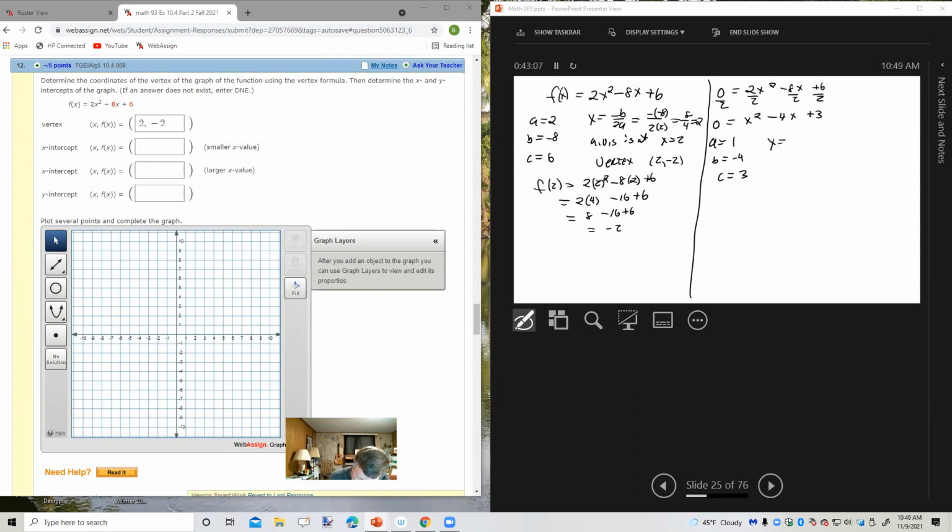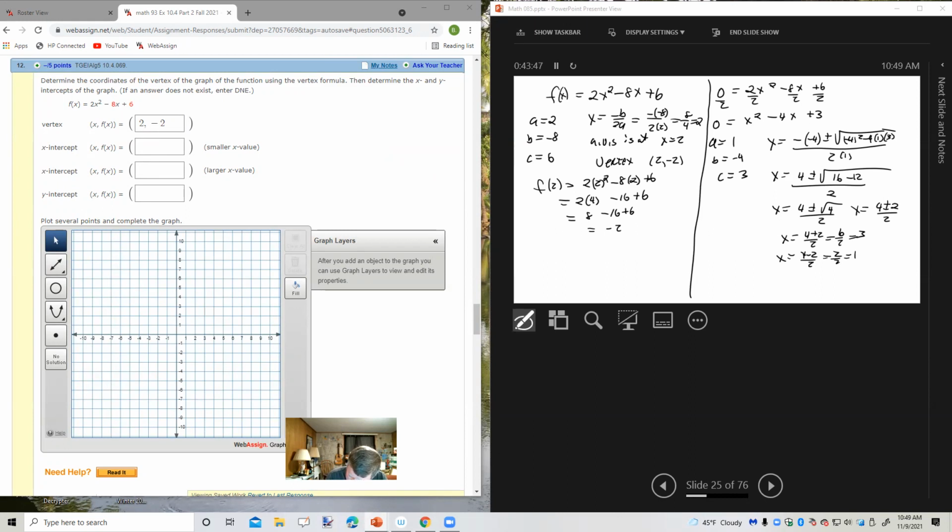So we've got x equals negative b plus or minus the square root of b squared minus 4ac all over 2a. X equals 4 plus or minus the square root of 16 minus 12 all over 2. X equals 4 plus or minus the square root of 4 over 2. X equals 4 plus or minus 2 over 2. X equals 4 plus 2 over 2, which is 6 over 2 or 3. X equals 4 minus 2 over 2, which is 2 over 2, which is 1.